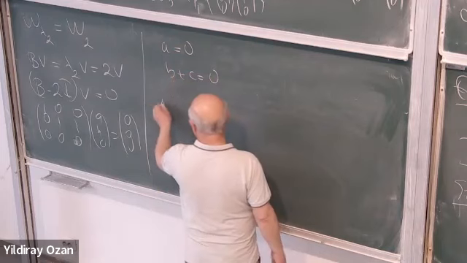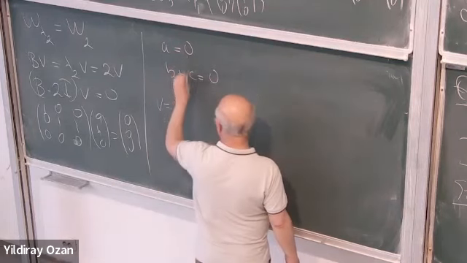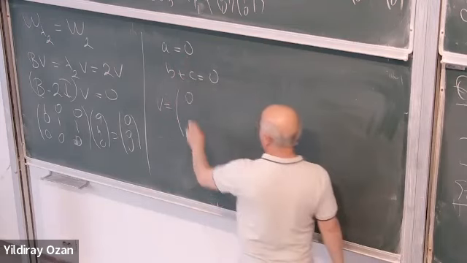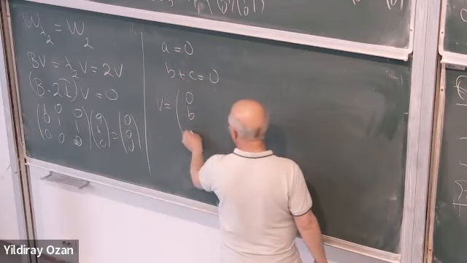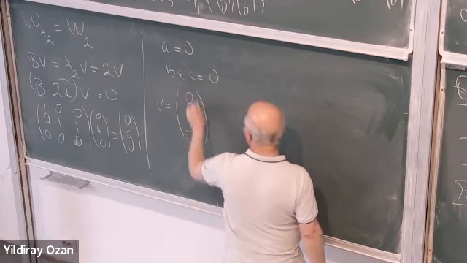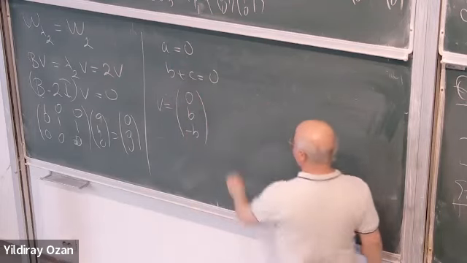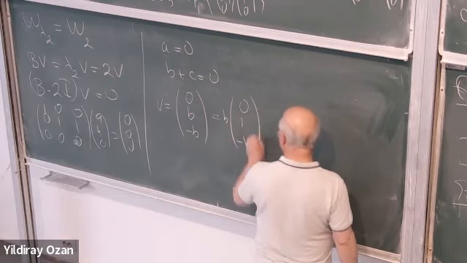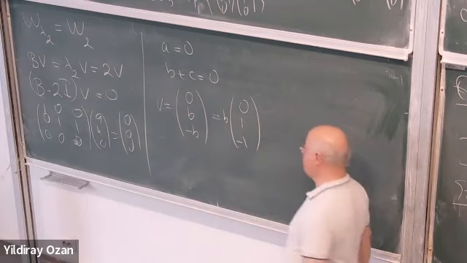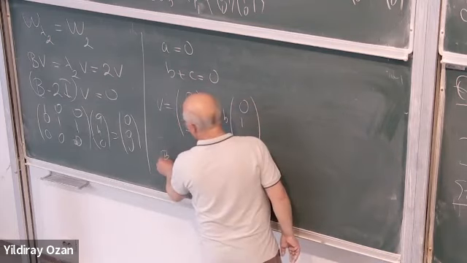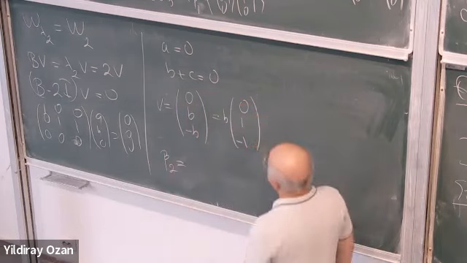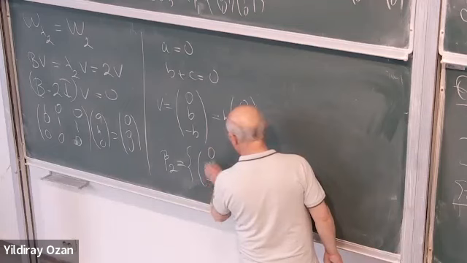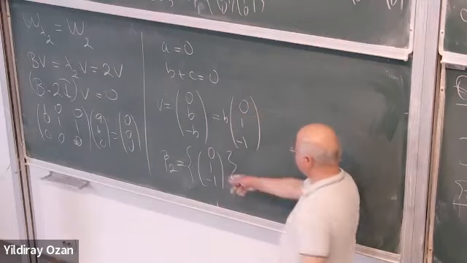So the following point: A is 0, B and C are just inverses of each other. So if this is B, then this is just minus B, right? Because B plus C is 0. So this implies this is just 2 times 0, 1, minus C. So this is my third eigenvector. So beta 2 has one element as a vector, and I can just take this vector.